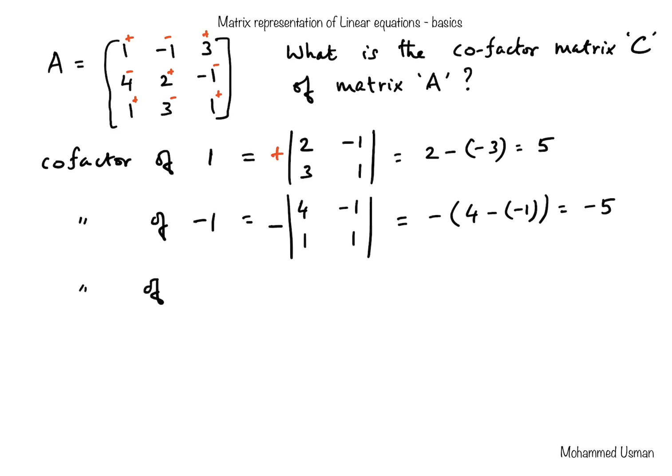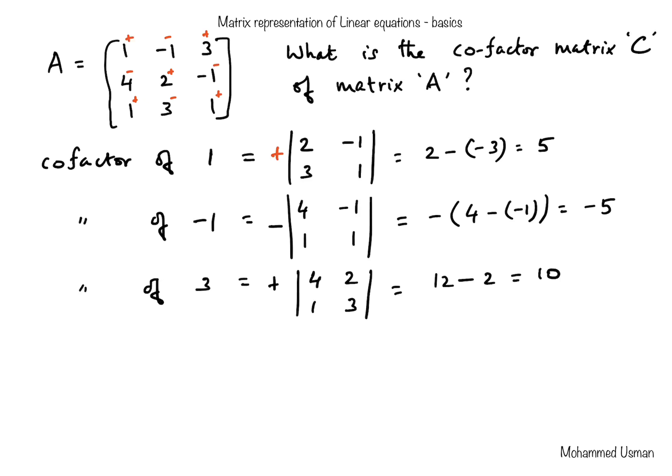Similarly, the cofactor of the next number 3 is, we close the row and the column. So we are left with these 4 numbers. And the positional sign here is plus, so we'll put that plus in front. And the cofactor is 4, 2, 1, 3. So that gives us 12 minus 2. 4 3s are 12, minus 2, which is equal to 10. So you get 10 as the cofactor for 3.